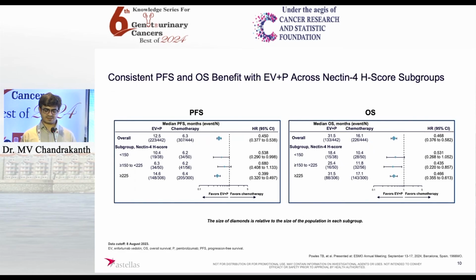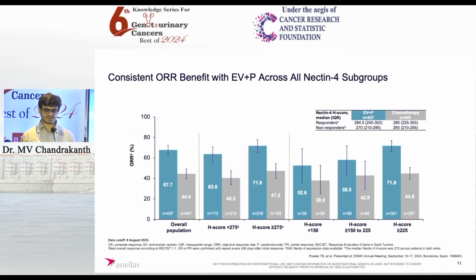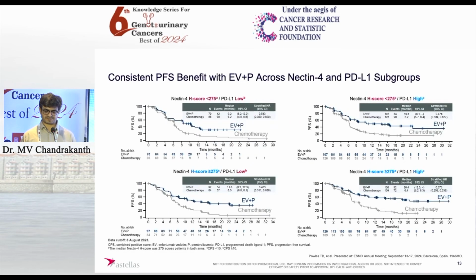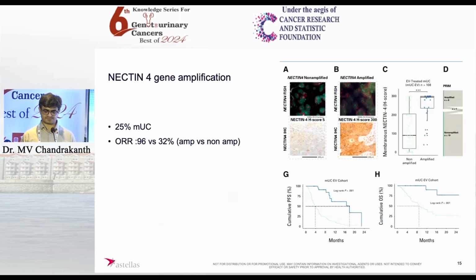As you can see, whether it is less than 150, 150 to 225 or more than 225, the benefit is consistent, and nectin expression by IHC is not predictive of response to Pembro EV. Even the response rates are independent of the amount of nectin expression, right? So then what is predictive?